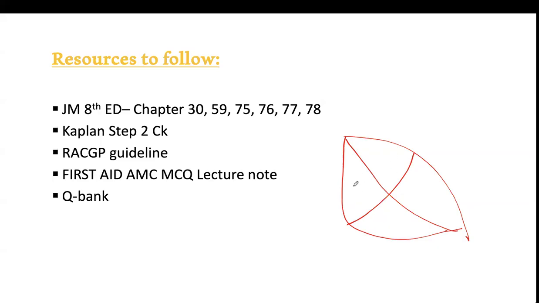And these are the upper chambers, which are known as atrium. So we have right and left atrium. We have right ventricle, left ventricle. These are the lower chambers.